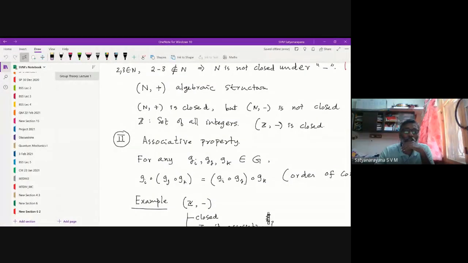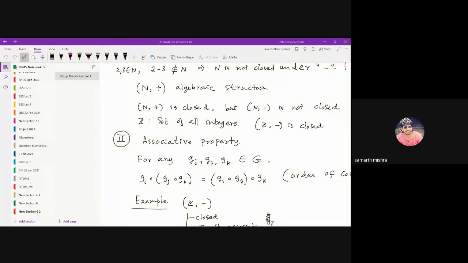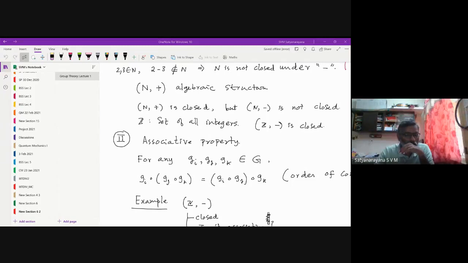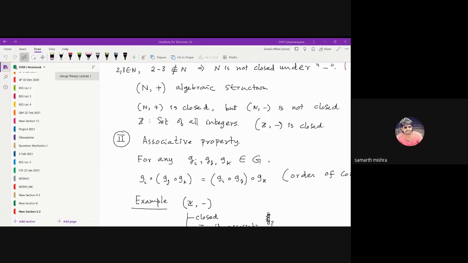So, sir, I was asking, for any algebraic structure, if the inverse exists, then what can we comment about the physical nature of that algebraic structure? Like, can we say that that algebraic structure has a reversible nature, or what can we comment physically?